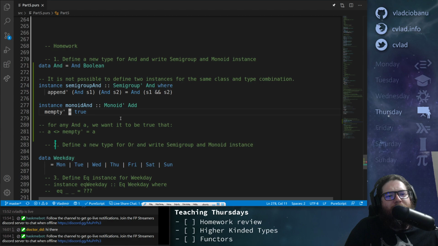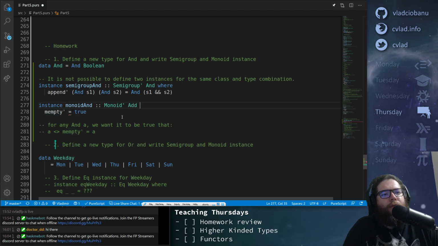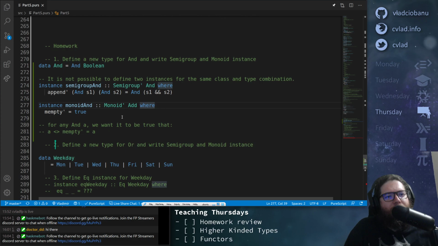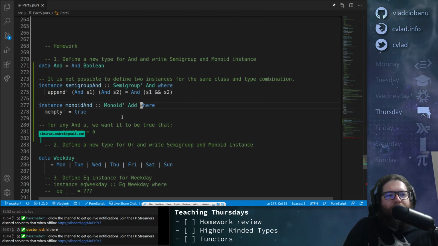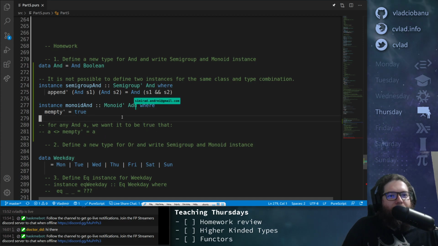Wait, what's the problem here? What have I done? I have no idea why it doesn't like it. Oh, okay. I think you removed the where by accident here. Yeah, I did. Okay, cool. And this is correct.